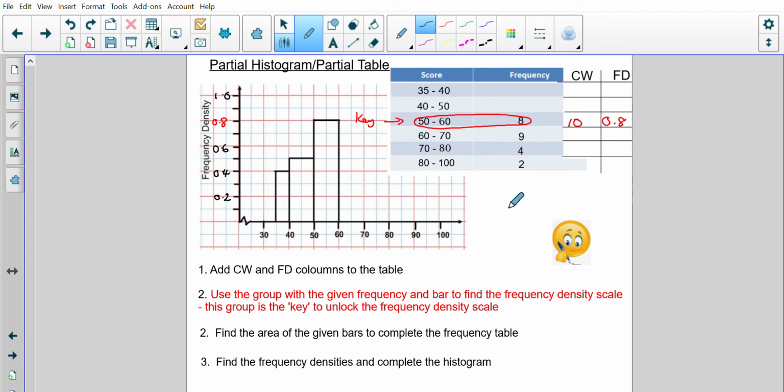So now that I've done that, I can go back and I can fill in what I can of the table. So I can fill in all the class widths. For the first two rows, I can get the frequency density. I can now read those from the histogram. So for the first bar, I've got 0.4, and the second bar, I've got 0.5.